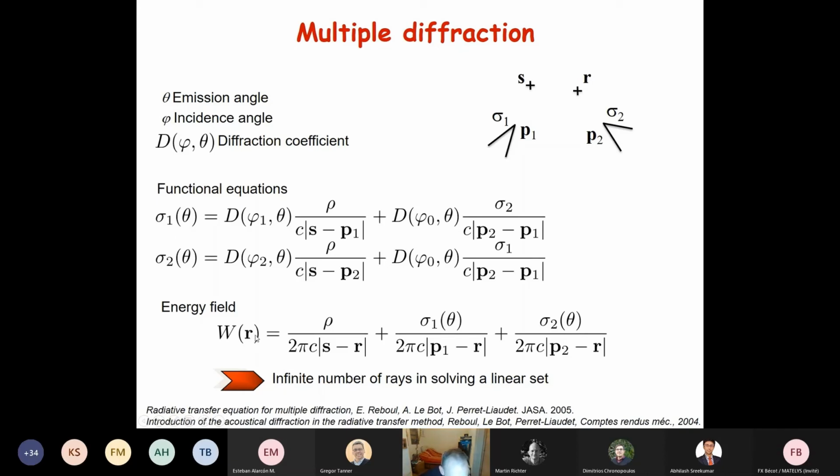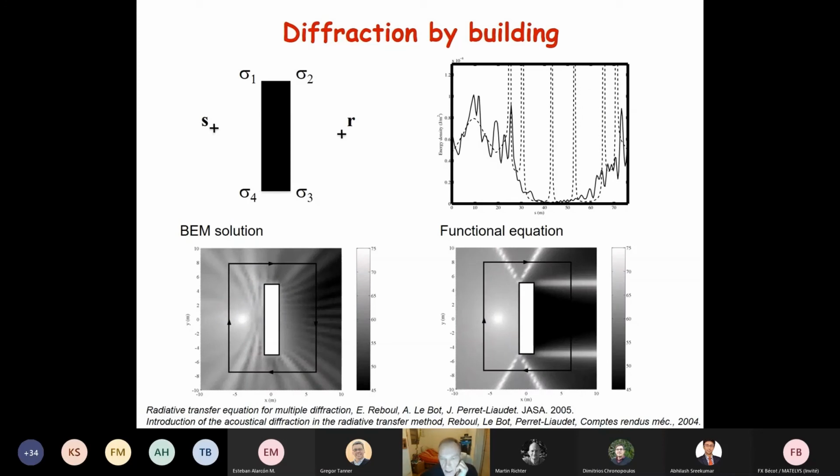the energy field inside the domain is obtained simply by superimposing the contribution of the primary source and the two contributions from the fictitious sources. So this is a small example, diffraction by a building. We have four diffraction sources, a primary source S and a receiver point R.